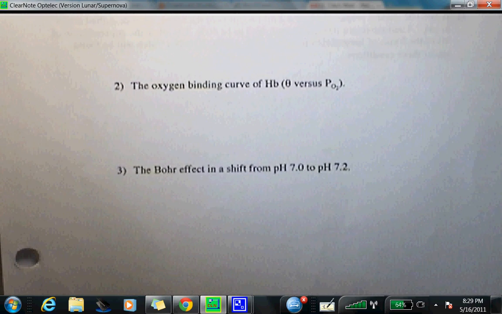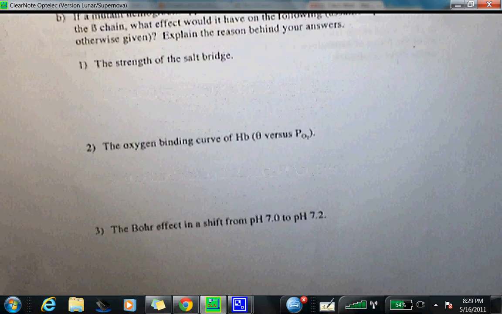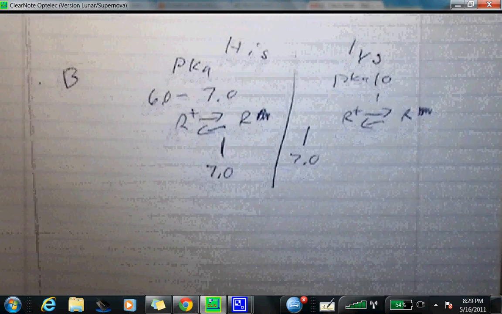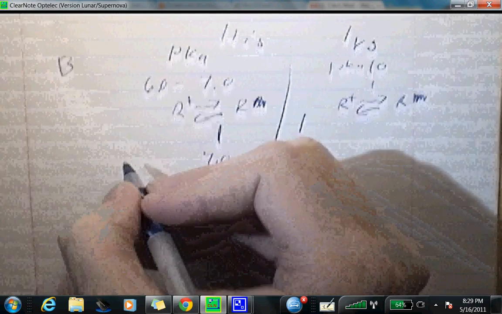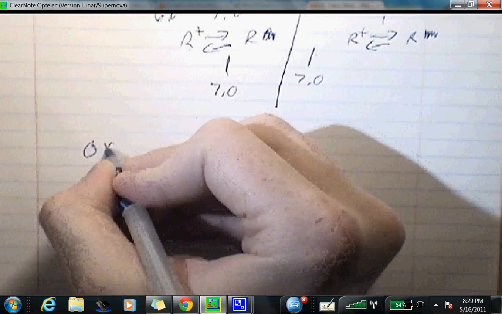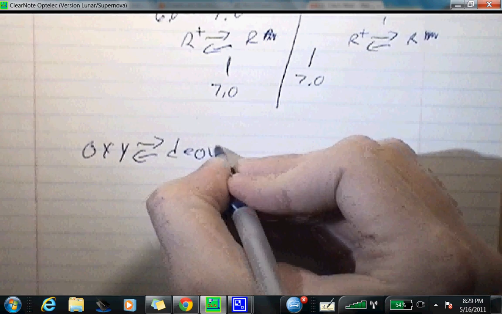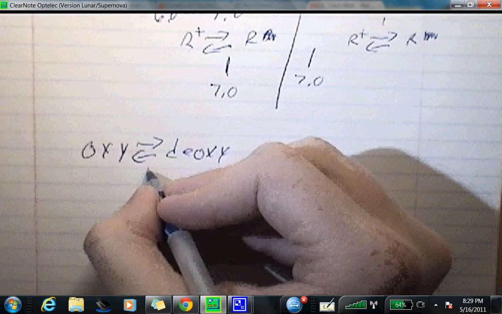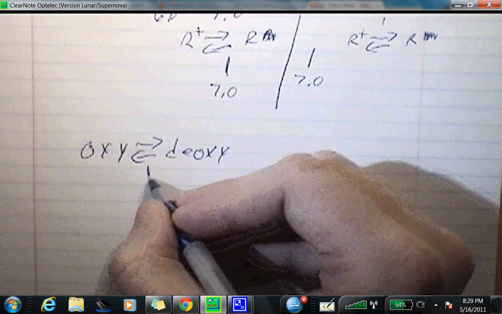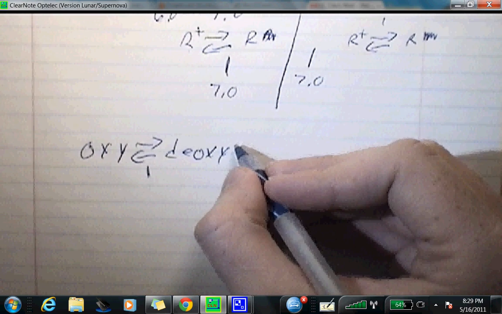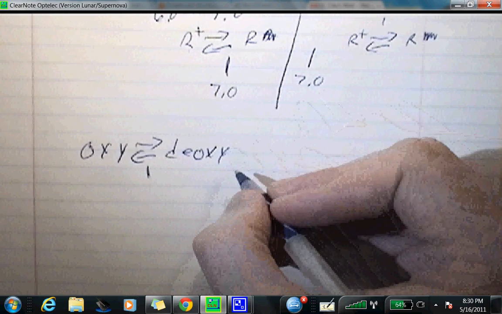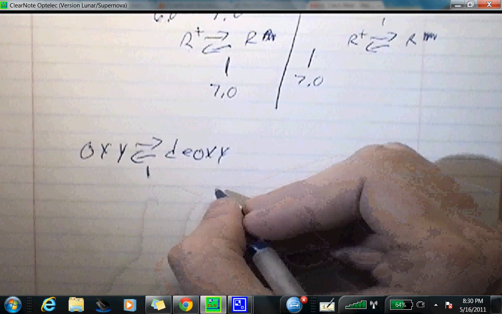The oxygen binding curve of Hb versus PO2. So I also like to always draw out this too. I always like to draw out an oxy to deoxy state. And when everything's going right, I'm here. I'm always in the center. That's where life is. It's in the center. It's in equilibrium. Until some sort of mutation happens. Then we go either way.